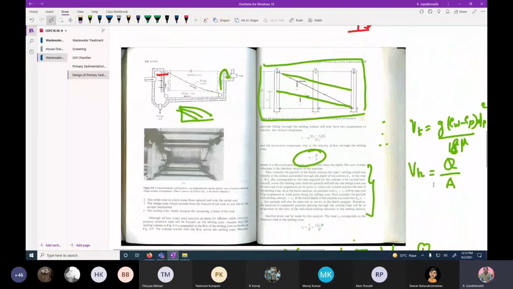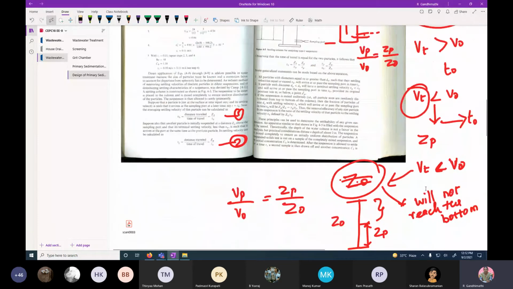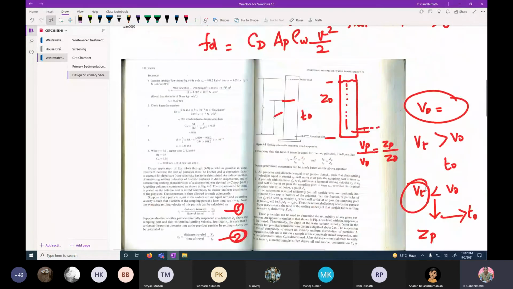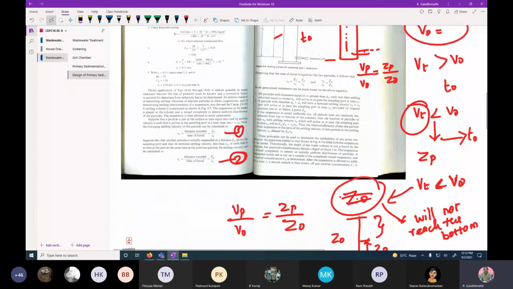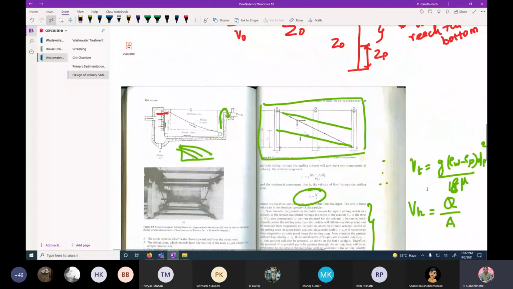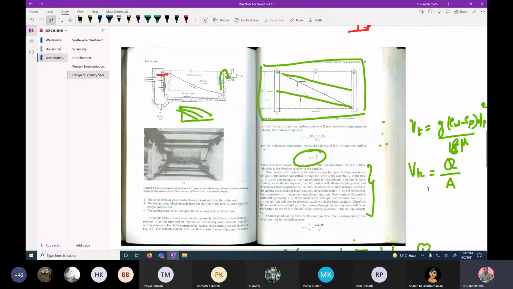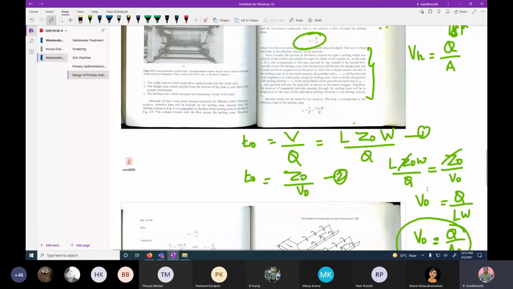If it is in between, it should be removed in the ratio of VP by V0 and ZP by Z0, as we have studied. It will not be removed completely, only some fraction may be removed. If the velocity is less than that, it may enter at some other height. These concepts you have to remember in the primary sedimentation tank.